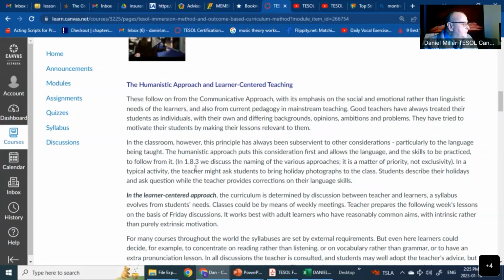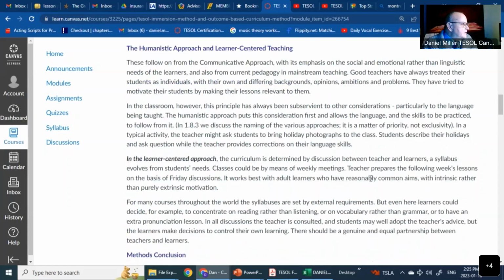In 1.8.3, we discussed the naming of the various approaches. It is a matter of priority, not exclusivity. In a typical activity, the teacher might ask students to bring holiday photographs to the class. Students describe their holidays and ask questions while the teacher provides corrections on their language skills.